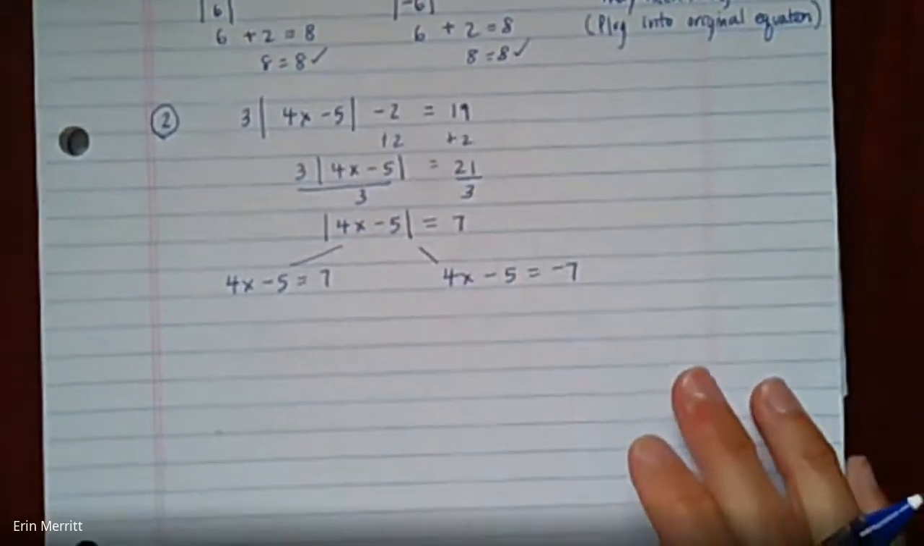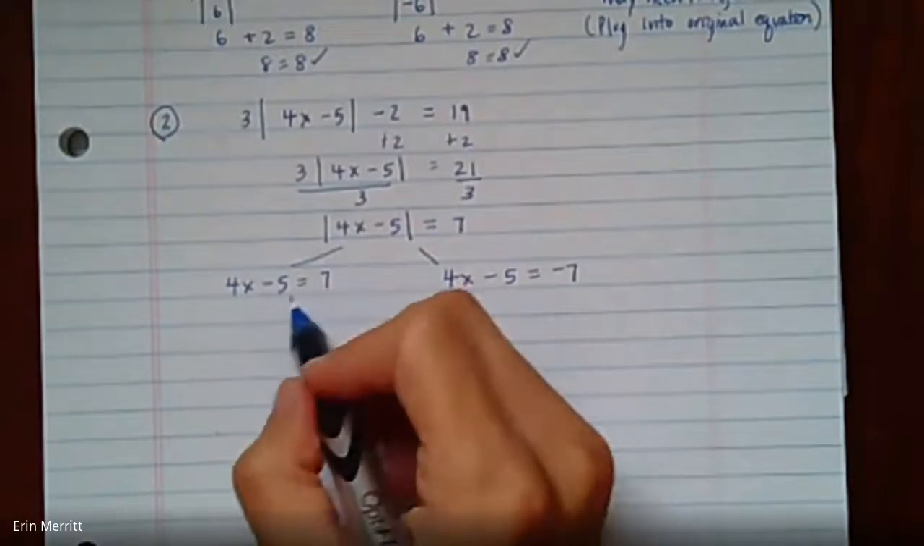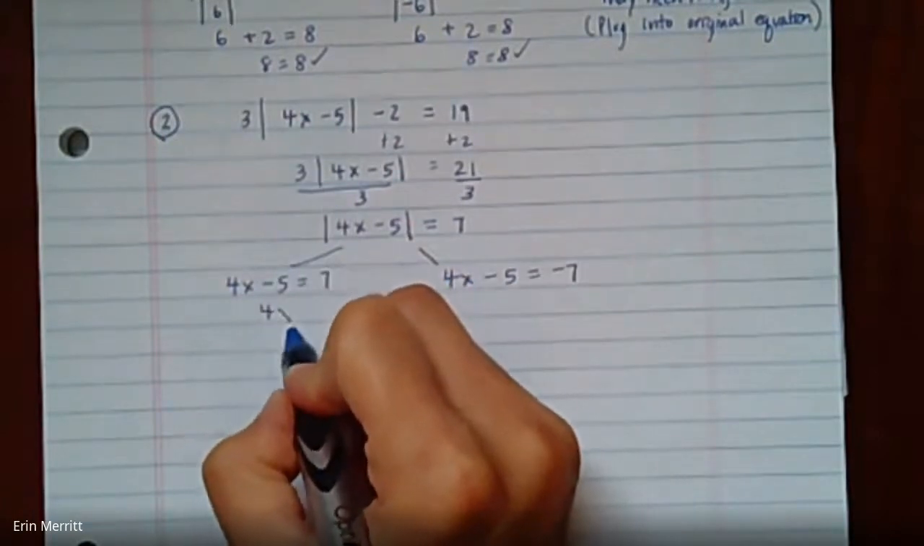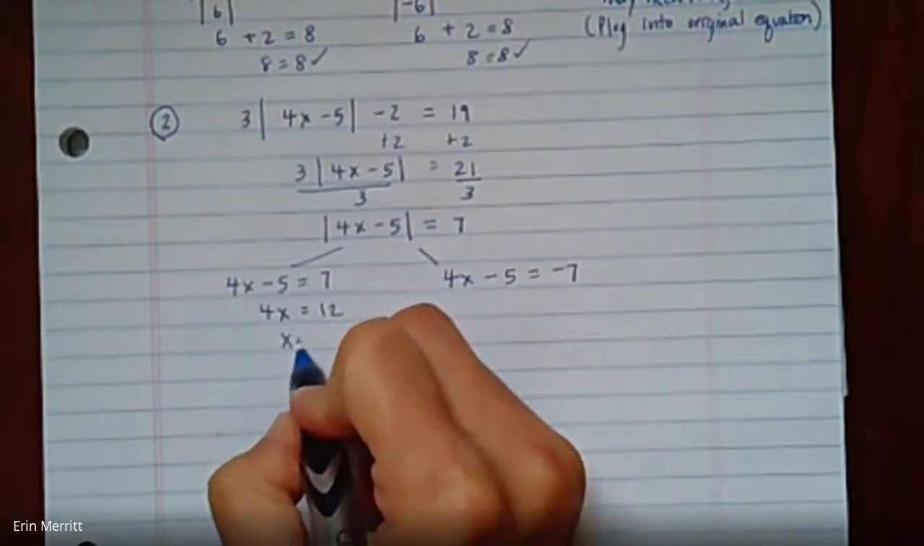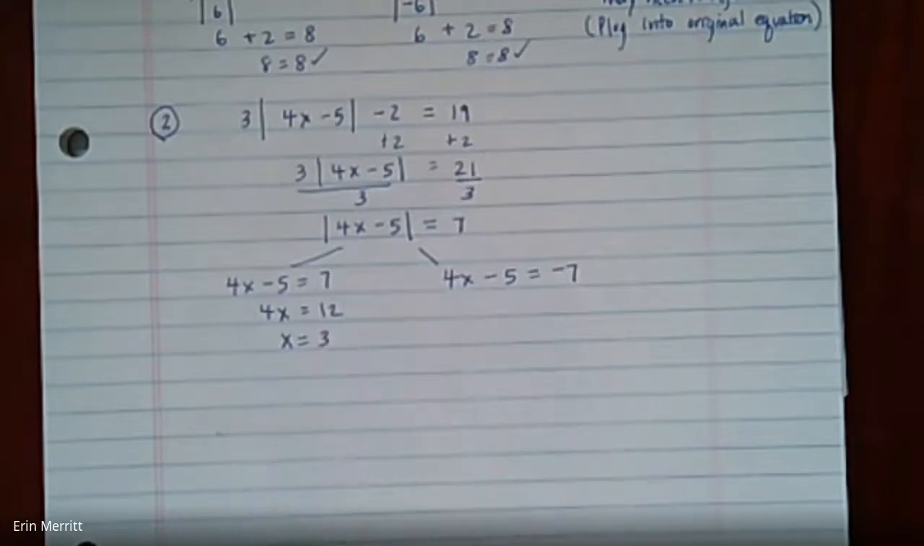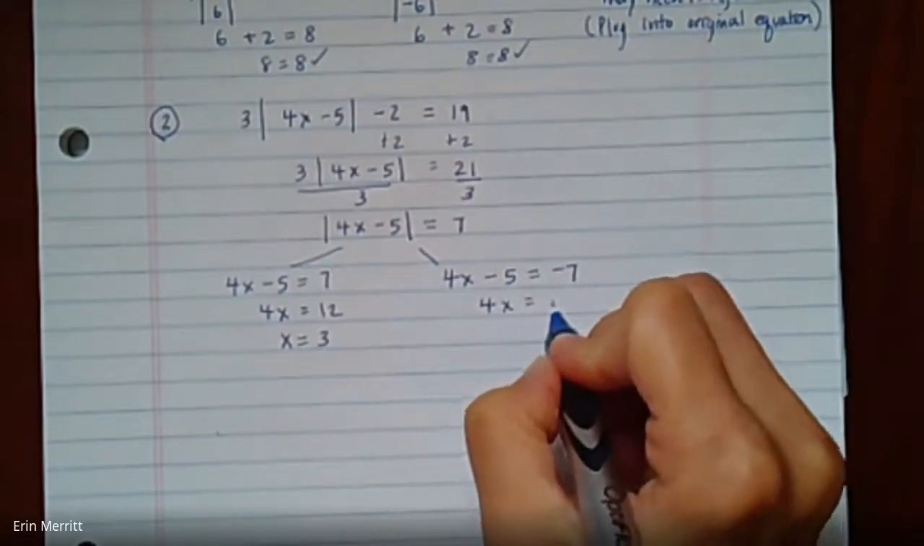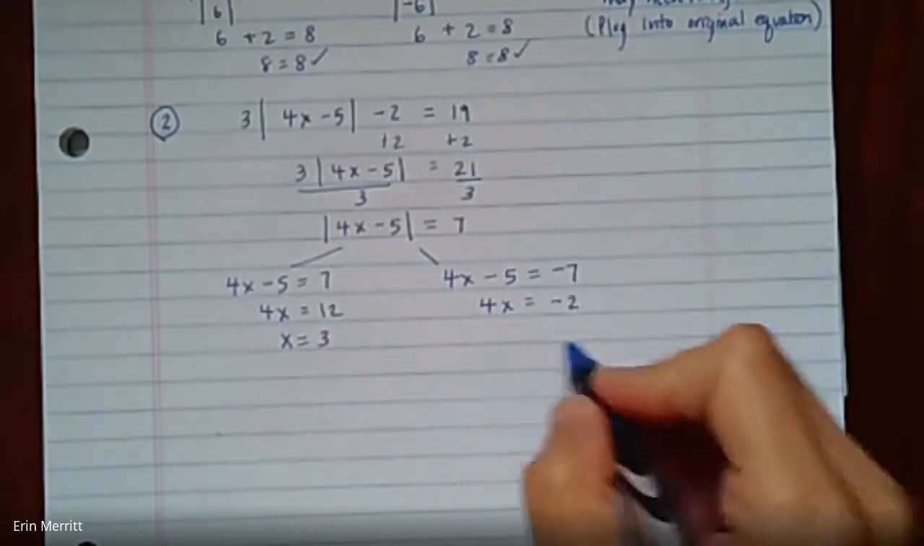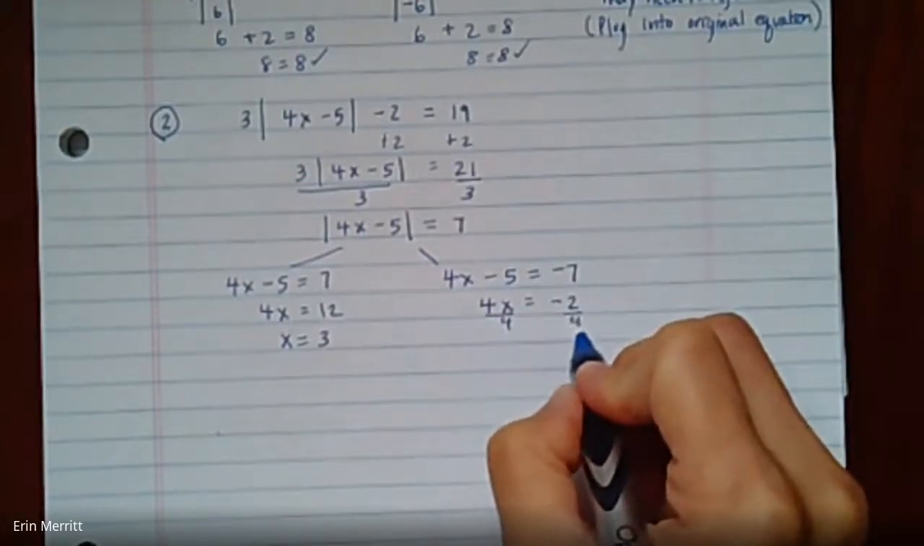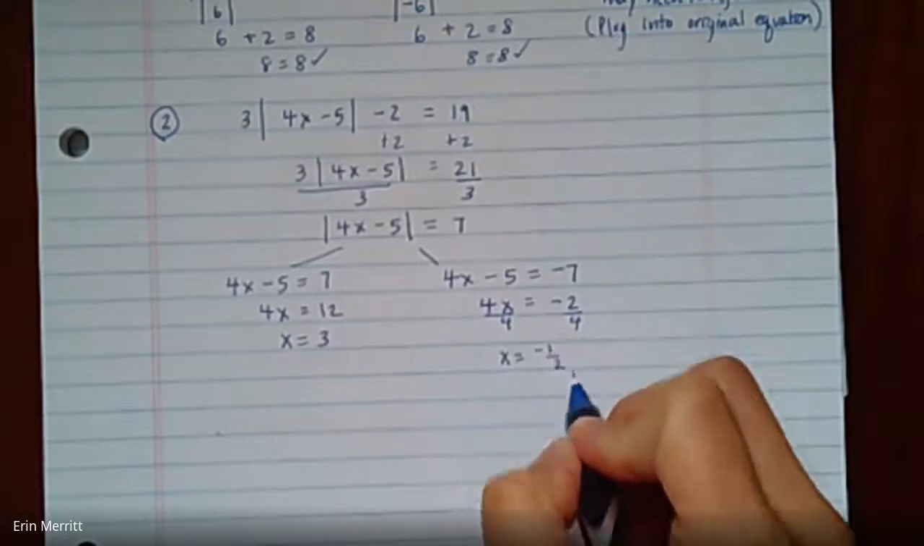That's why we do this. All right, just solve them from here. Add 5 over. That'll give you 12. Divide by 4. We get 3. Play the same game over here. Add 5 over. That's going to give us negative 2. Divide by 4. That's going to give us negative 1/2.